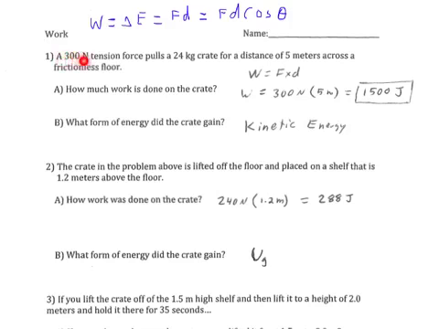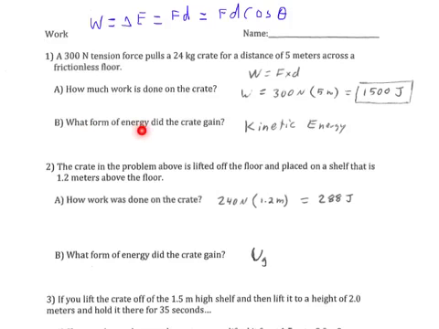We've got a 300 Newton tension force pulling a 24 kilogram cart a distance of 5 meters across a frictionless floor. So I'm going to use this equation here. Since I have no information suggesting that I'm at an angle, I'm going to use the simplified version of the work equation. So how much work is done on the crate is simply the force, which is in newtons, not the kilograms, times the distance, which gives me 1,500 joules of energy transferred to the crate, or work done on the crate. When we say work done on, what that really means is energy transferred to. So think of work on as energy transferred to.